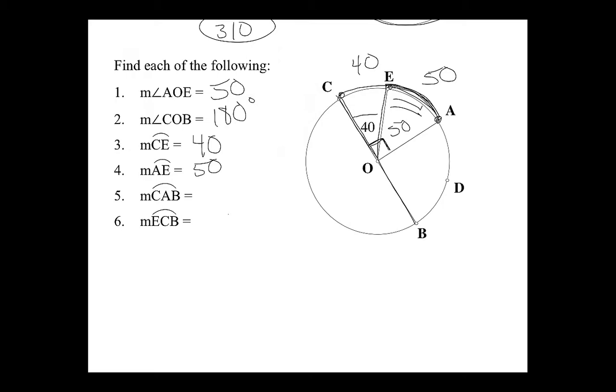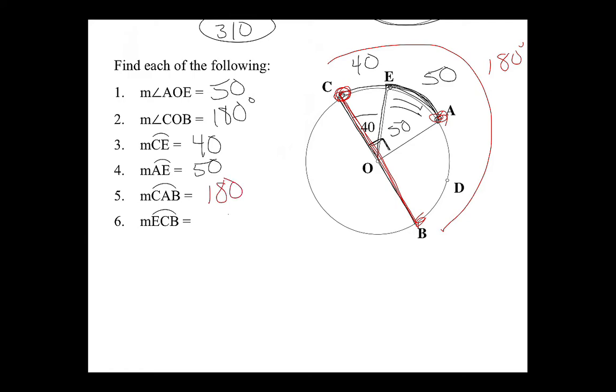CAB goes from point C to A to B, so all the way around the circle. That's half the circle, which is 180 degrees. But what I want you to see here is 180 degrees is half the circle. It still matches the central angle, which was COB. That's a straight angle, 180 degrees, matches the intercepted arc of 180.